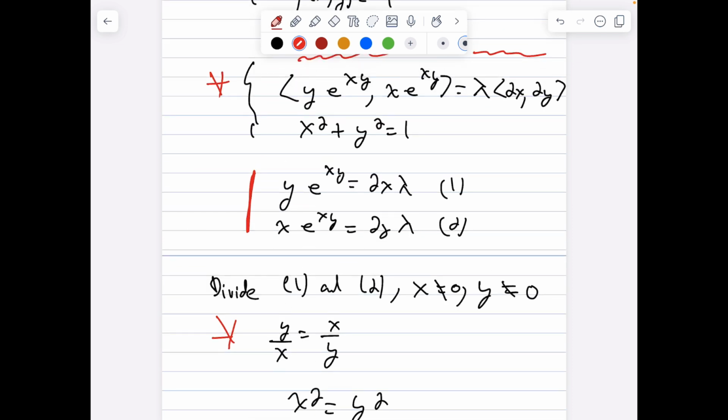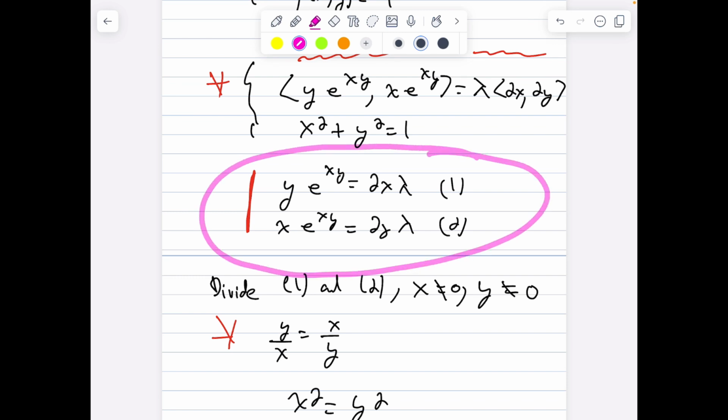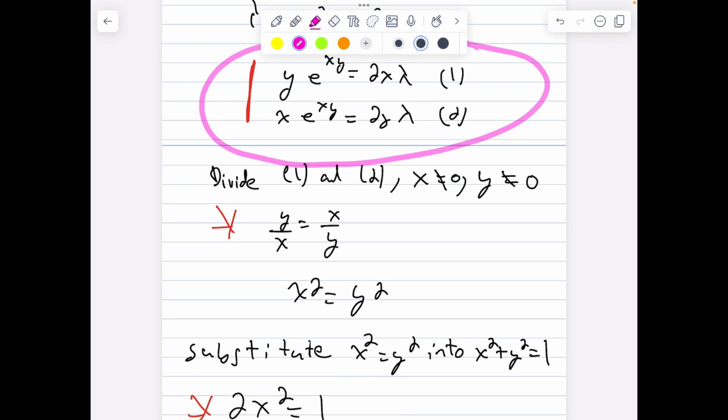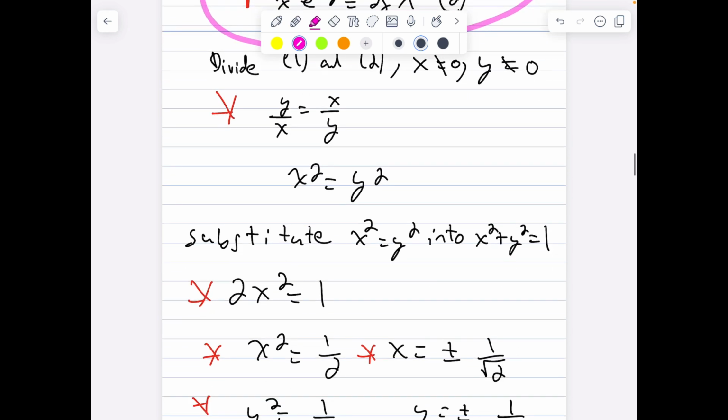I'm going to go ahead and work with this system. Let me highlight that right here. The system I'm working with is y e^(xy) = 2x lambda and x e^(xy) = 2y lambda. I'm working with that primarily because I want to get some relation between the x and the y. What I did here is I divided equations 1 and 2, where x doesn't equal 0 and y doesn't equal 0, because we can't divide by 0. And you get this relationship: x² = y².